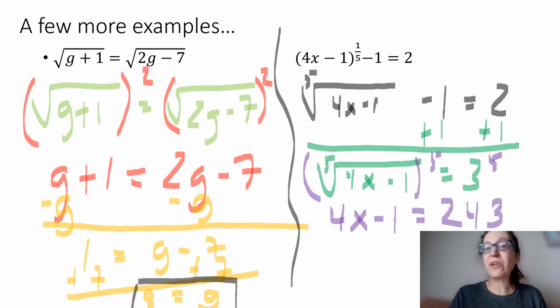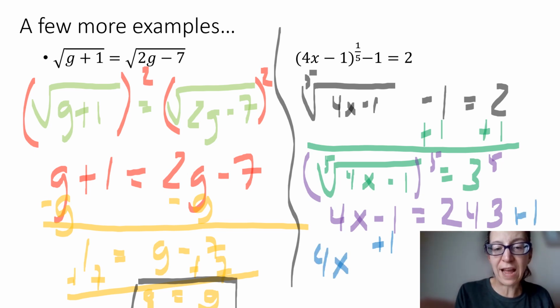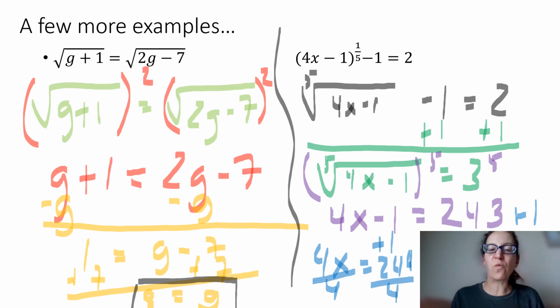And now step 3, solve the resulting equation. So 4x minus 1, we need to undo that minus 1. We'll make that a plus 1. Got to do the same thing to both sides. So we get 4x equals 244. And then we would divide by 4. This you might be able to do in your head because 4 goes into 24 6 times, and then 4 goes into 4 once. So it would be 61. Or you can grab your calculator and do it.